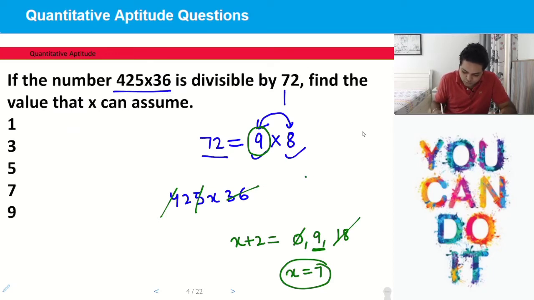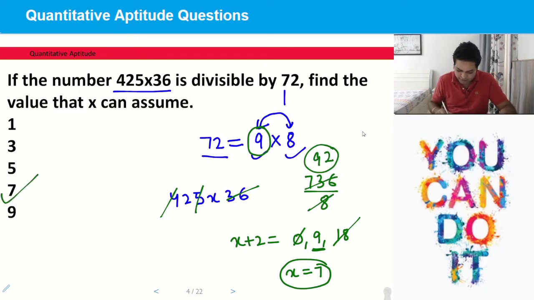Now since this is the only value, we need to check whether this 736 is divisible by 8 or not. So 8 9s are 72, 8 2s are 16. So it is divisible by 8 as well. So the value that x can take is 7.